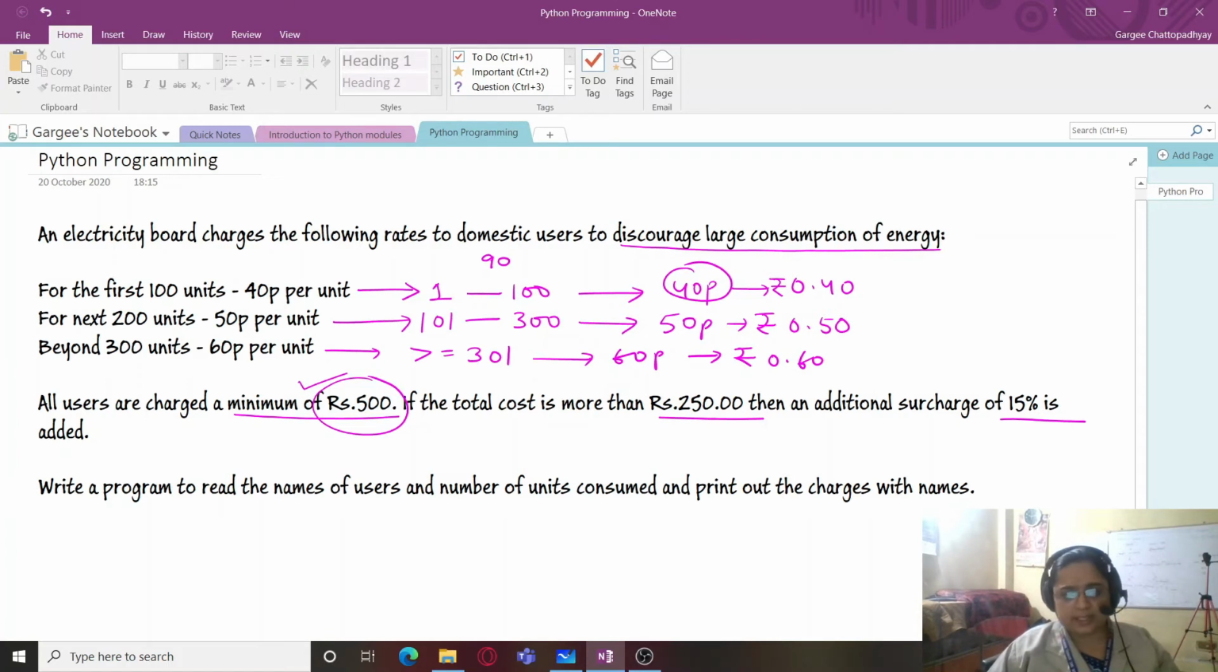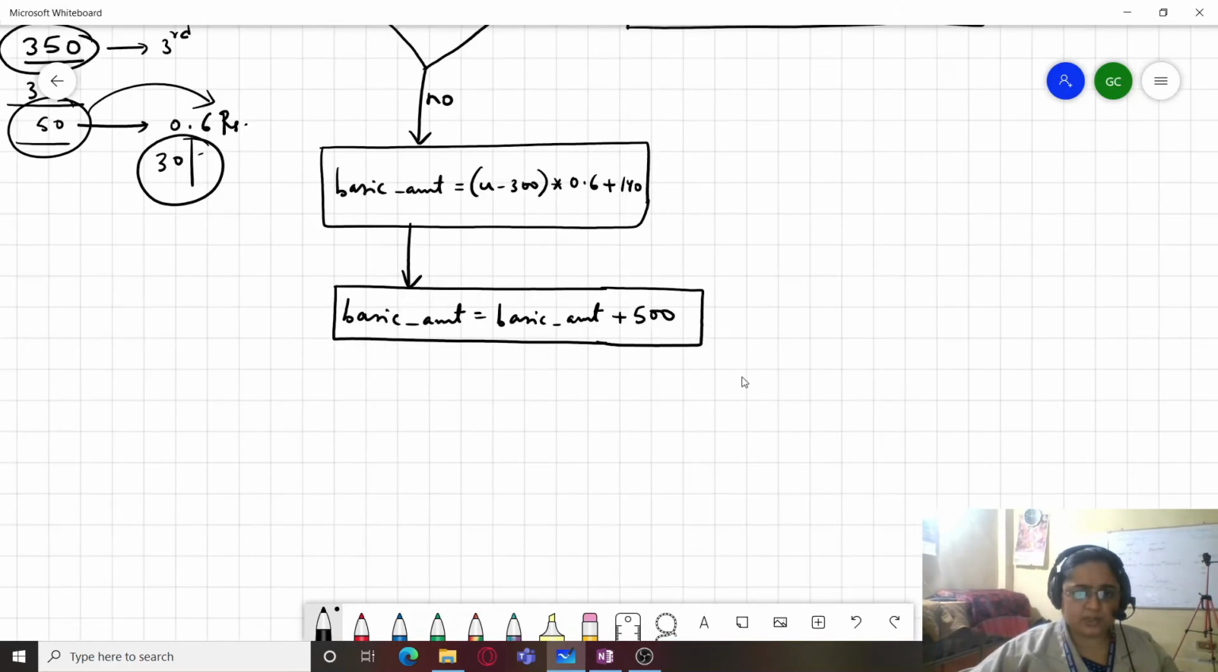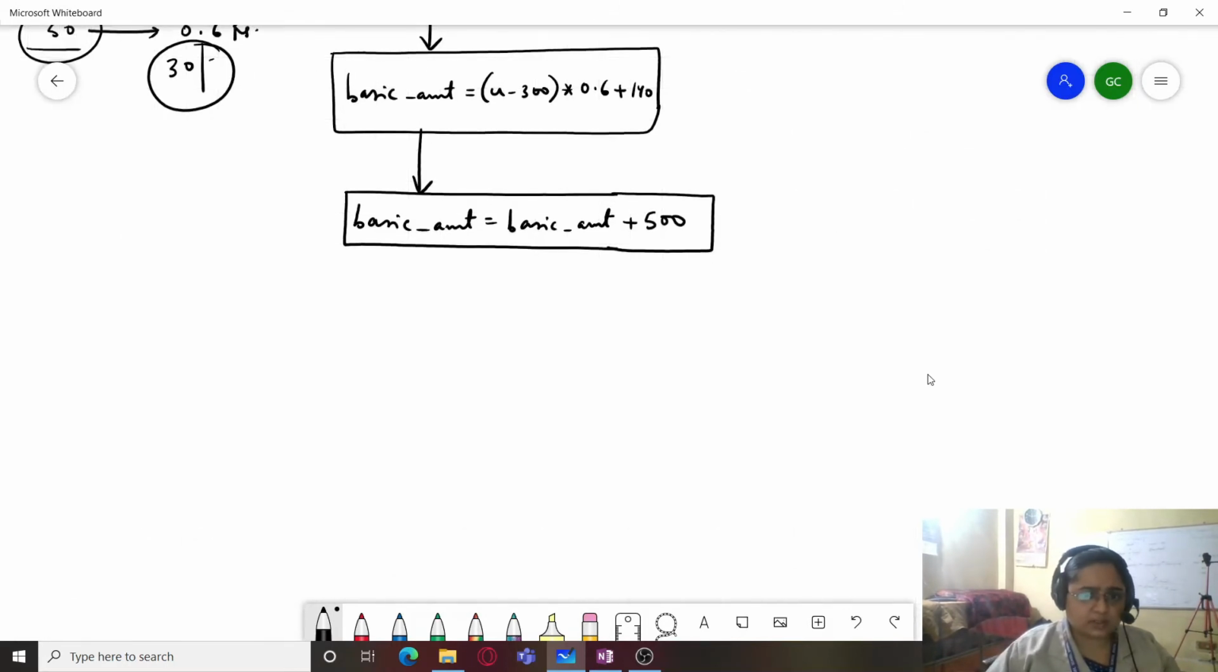Usually there is no explanation regarding what this charge is for. Now the next part of the question is, if the total cost is more than rupees 250, then an additional surcharge of 15% is also added. That is, if your bill, the basic amount, exceeds 250 rupees, then you will have to pay an additional surcharge of 15% because you are consuming more energy. So we will again be checking a condition here.